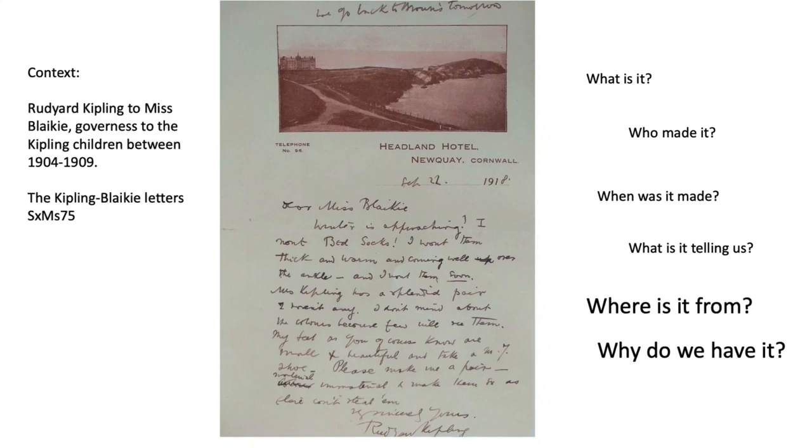I can provide more information about the context now. So this is a letter from Rudyard Kipling to Miss Blakey, who was governess to the Kipling children between 1904 and 1909. So Miss Blakey looked after the Kipling children. So that might explain the tone of the letter. And the collection is the Kipling Blakey letters, archive reference SXMS 75.